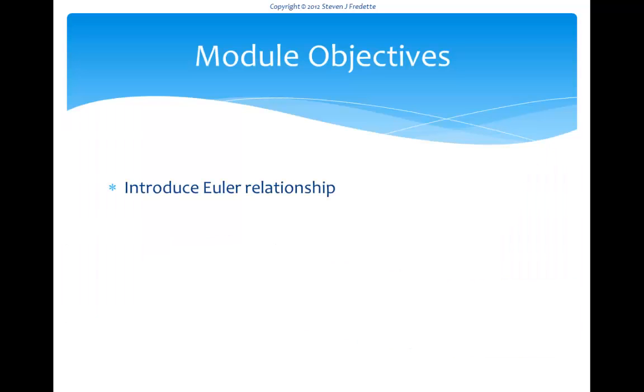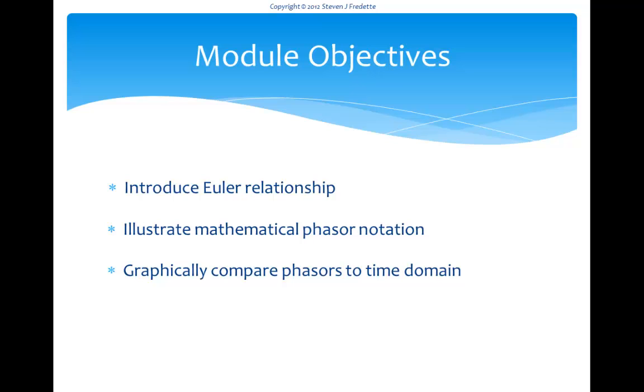The objectives of this module are to introduce an Euler relationship, illustrate mathematically phasor notation, graphically compare phasors to time domain waveforms, and finally use an example of complex impedance.